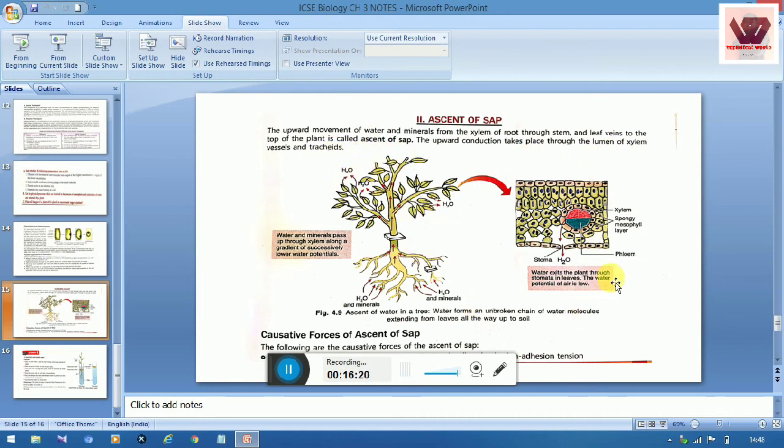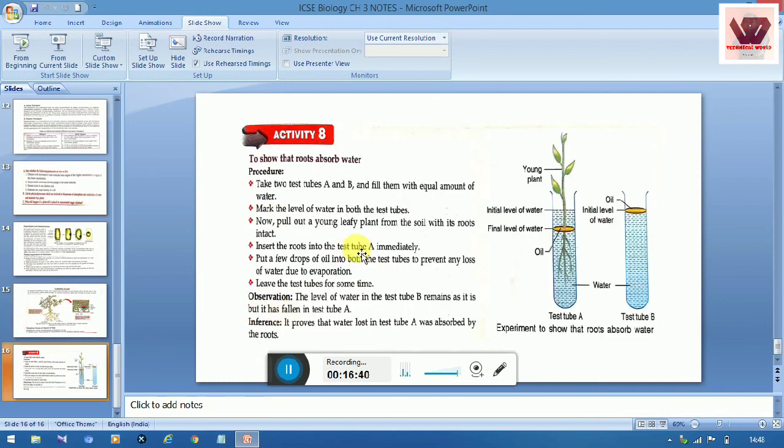Now we can see this image. यहाँ पर xylem है, spongy mesophyll layer, ये layer है spongy mesophyll और फ्लोएम है, ये इस पार्ट फ्लोएम है और यहाँ पर से H2O निकल आता है, ये है stoma, right? Now we shall move to the next slide and we shall discuss an activity. इस activity में how root absorb water यहाँ पर दिया गया है. यहाँ पर एक final level of water है, right? Oil दिया गया है जो vaporization के माध्यम से नहीं water loss होता है.